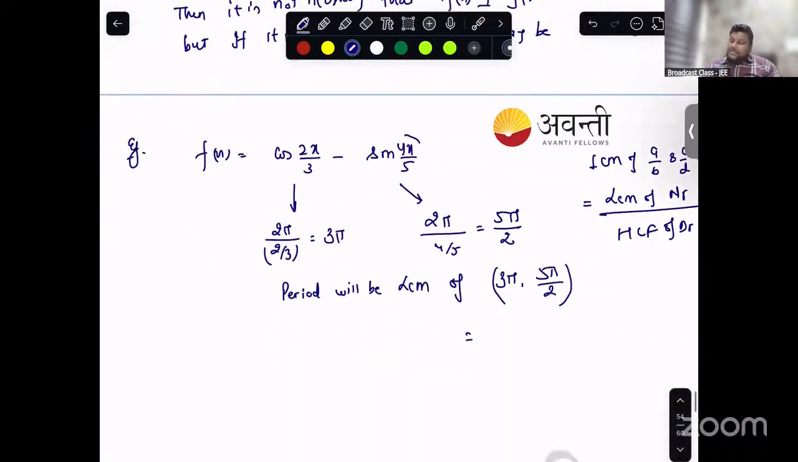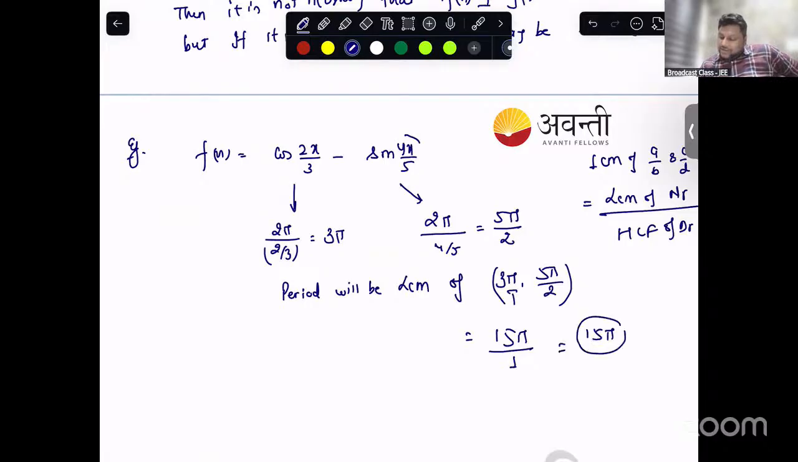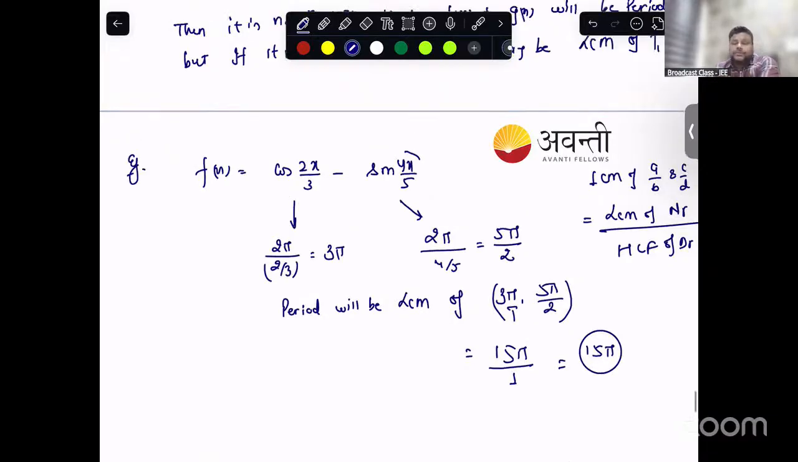Now, what is LCM of 3 pi and 5 pi? 15 pi. And what is HCF of 1 and 2? It will be 1. So your answer will be 15 pi. Not pi by 2, not in any case. Have a look. Understood? LCM of fractions is LCM of numerator upon HCF of denominator. Got it?